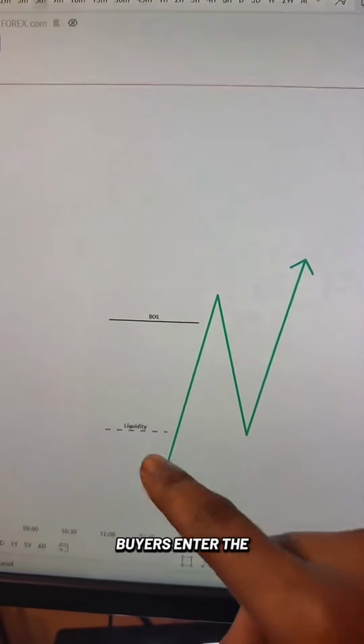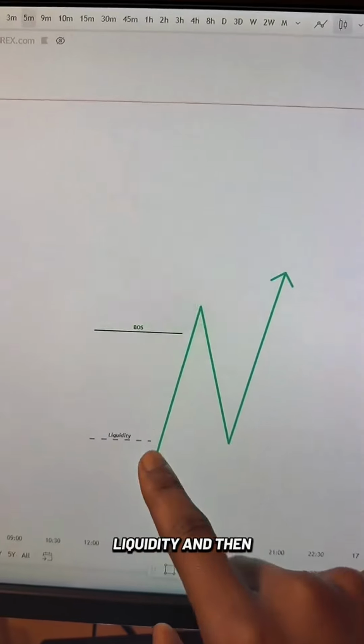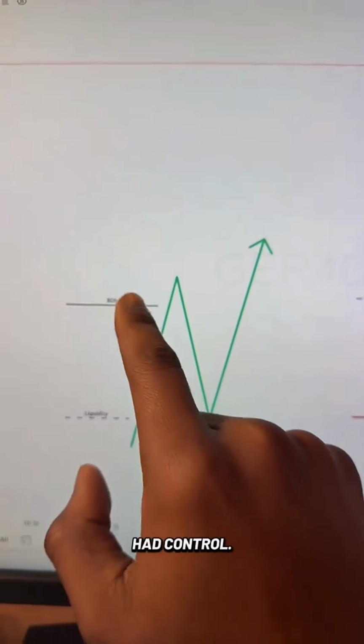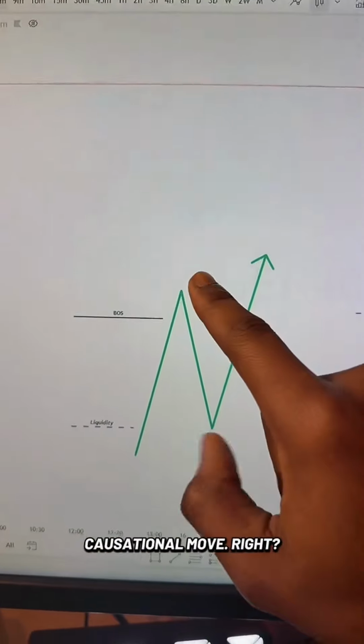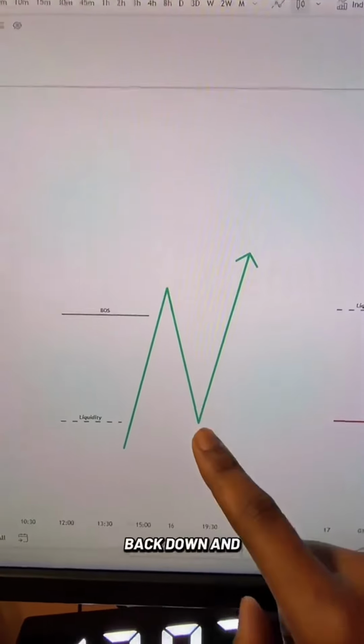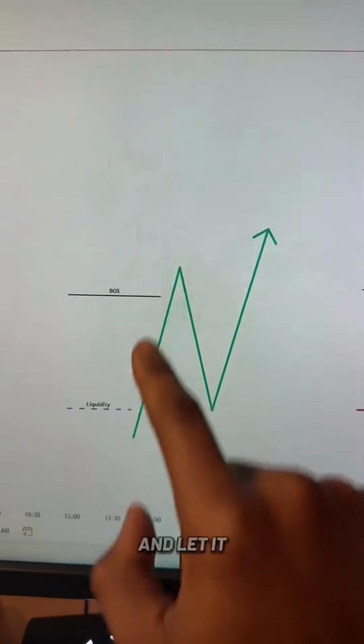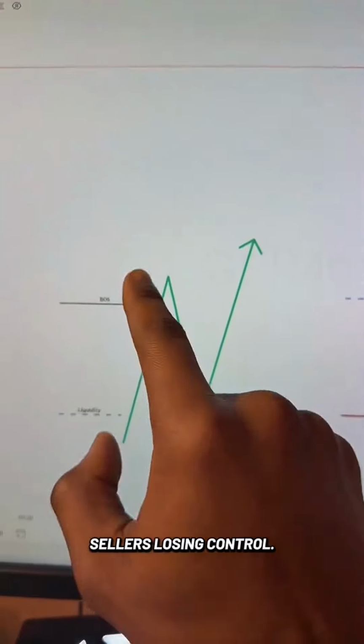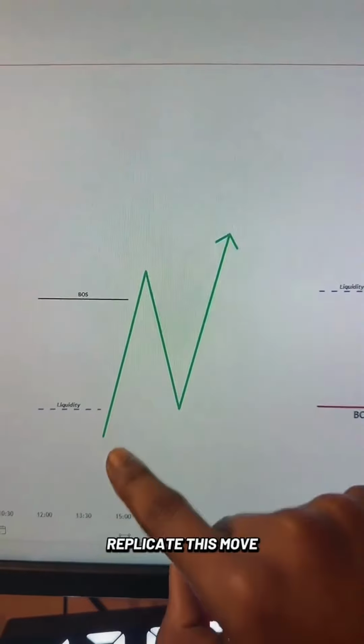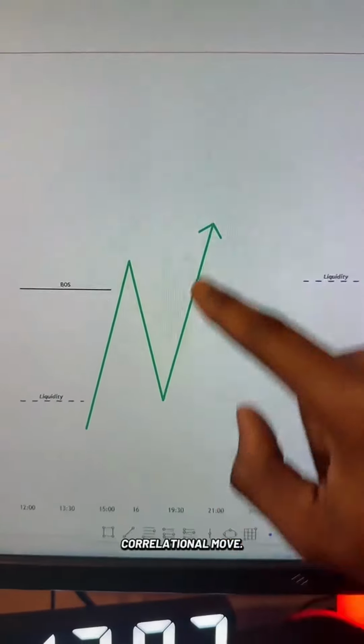Understand this, when buyers enter the market, they first take liquidity and then break past the point where sellers had control. This becomes the causational move, right? After that, we need to come back down and test those demand zones. Those demand zones is where we took the liquidity and led to sellers losing control. Then we basically replicate this move here. This becomes the core correlational move.